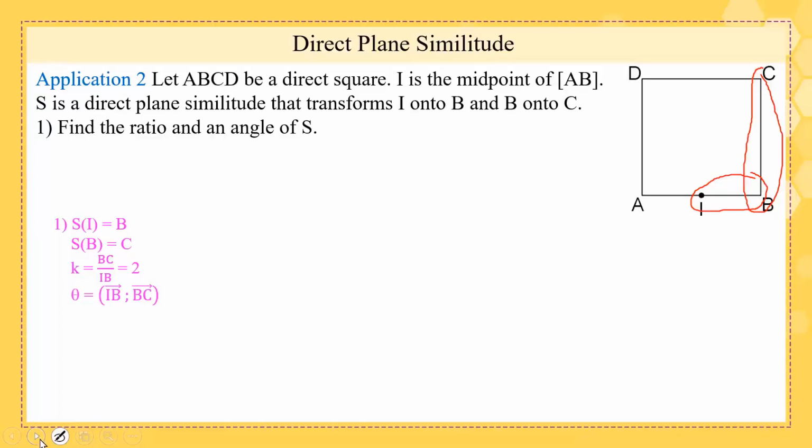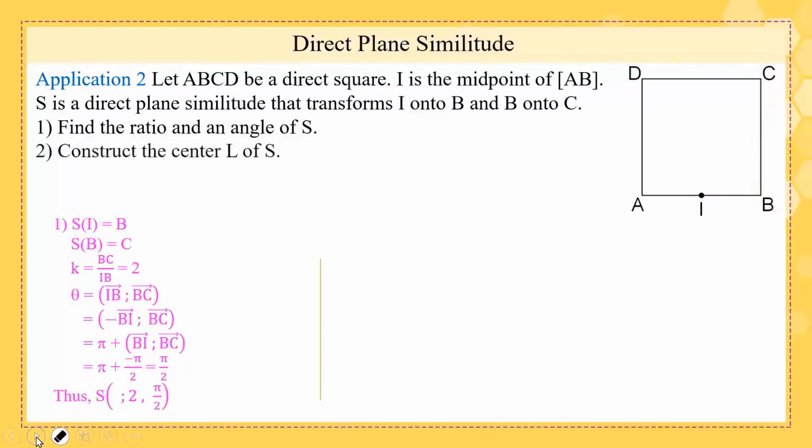Write the angle such that B is the initial point. So it will be minus (BI vector, BC vector). It will be pi plus (BI vector, BC vector). But (BI vector, BC vector) is minus pi over 2. So the angle will be pi plus minus pi over 2. Thus the similitude S is of ratio 2 and angle pi over 2, and the missing element is only the center of this similitude.